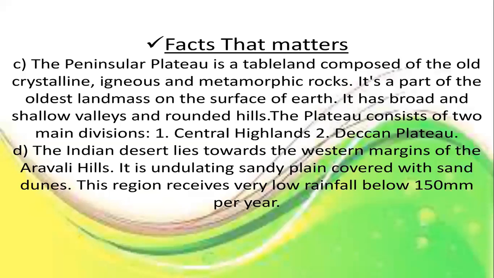The Peninsula Plateau is a tableland which is composed of old crystalline, igneous, and metamorphic rocks. It's a part of the oldest landmass on the Earth's surface. It has broad and shallow valleys and rounded hills. The plateau consists of two main divisions, Central Highlands and Deccan Plateau.